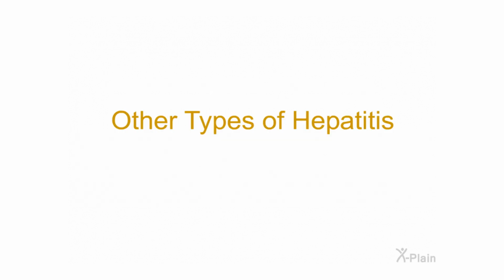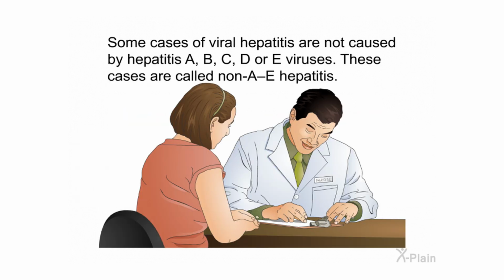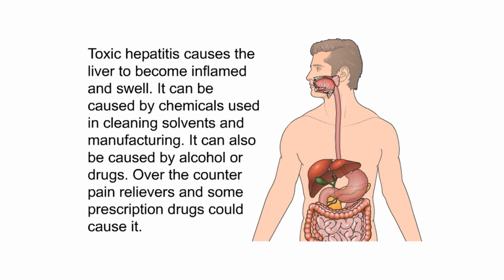Other types of hepatitis. Some cases of viral hepatitis are not caused by hepatitis A, B, C, D, or E viruses. These cases are called non-A through E hepatitis. Toxic hepatitis causes the liver to become inflamed and swell. It can be caused by chemicals used in cleaning solvents and manufacturing. It can also be caused by alcohol or drugs. Over-the-counter pain relievers and some prescription drugs could cause it.